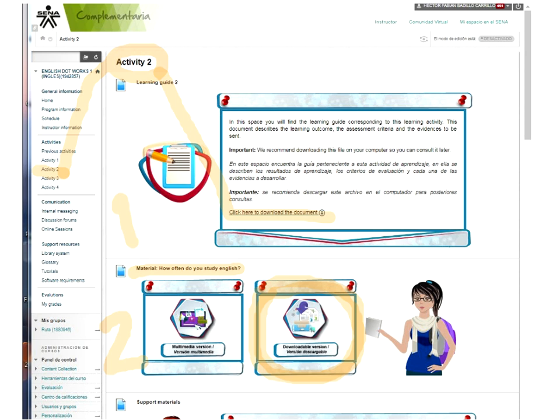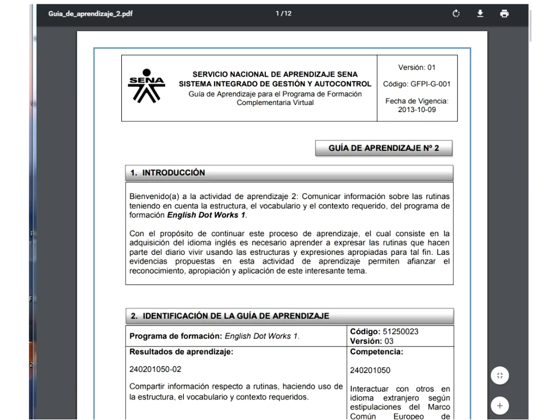Okay, entonces vamos primero con la guía de aprendizaje de Learning Guide. So this is Learning Guide number 2, guía de aprendizaje número 2. So this is the objective, comunicar información sobre las rutinas teniendo en cuenta la estructura del vocabulario y el contenido requerido del programa de formación English at Work.